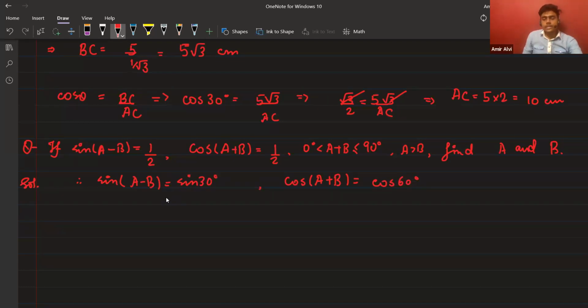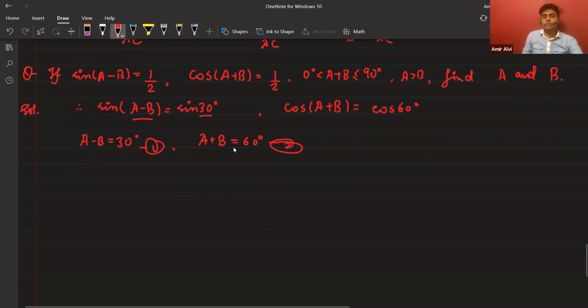Yes, cos 60 degrees. So at this point, both the angles are associated with sine, so we can directly equate the angles: A minus B equals 30. Yes or no? Yes, sir. Adil, have you got this step? Yes, sir. Same here, A plus B equals 60 degrees. This is our equation 1 and this is our equation 2.